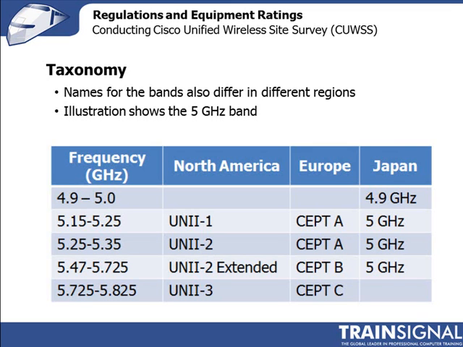In North America, we use the terms Uni 1, Uni 2 bands, Uni 2 extended bands, and then the Uni 3 band. Over in Europe, they're called Sept A, B, and C. So different countries around the world will call the bands differently. Sometimes the bands look very similar, but the frequencies are slightly different. So it's really important when you're working in different countries around the world to make sure you're using the right name and to make sure that you really understand exactly what the frequency band is, because it may be different.